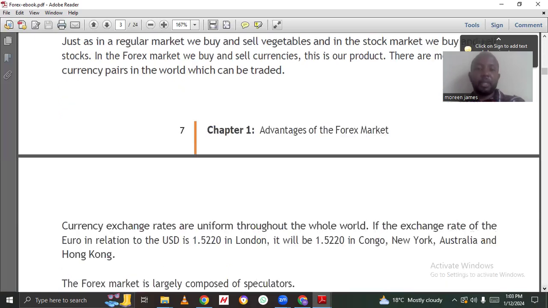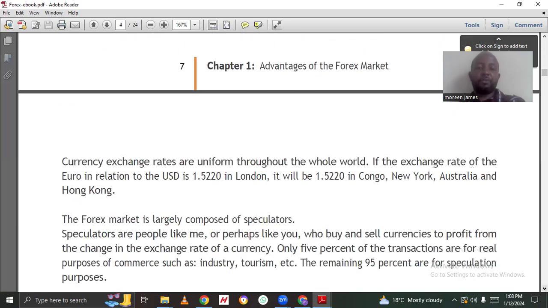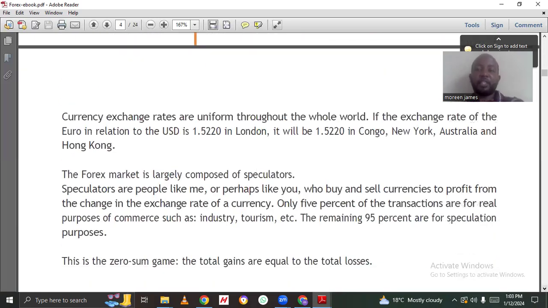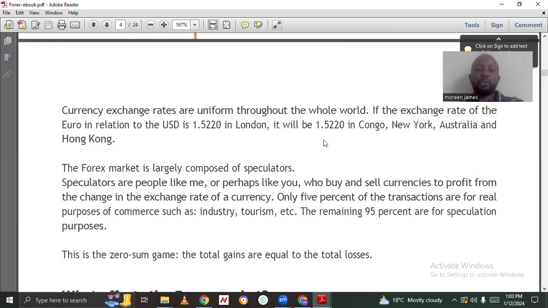Currency exchange rates are uniform throughout the world. If the exchange rate of the euro in relation to the USD is 1.5220, it will be 1.52 in Congo, New York, Australia. So you can see the exchange rate is the same, whether you're in London, Congo, New York, Australia, or Hong Kong.